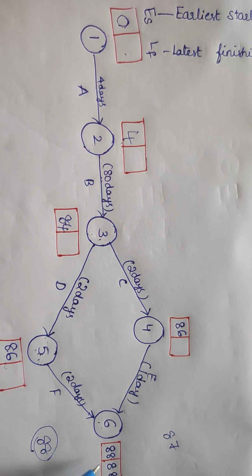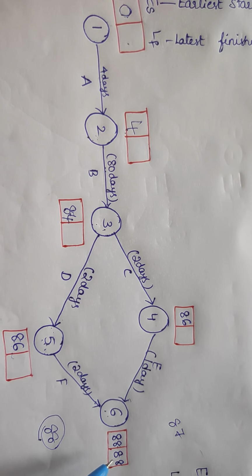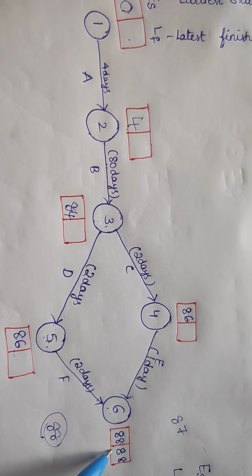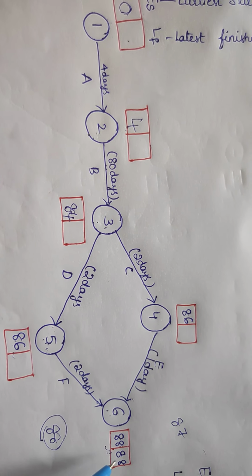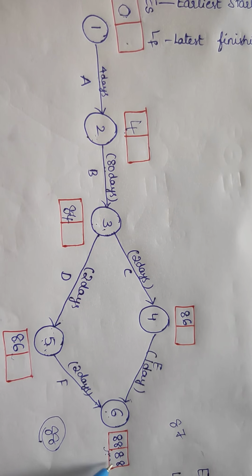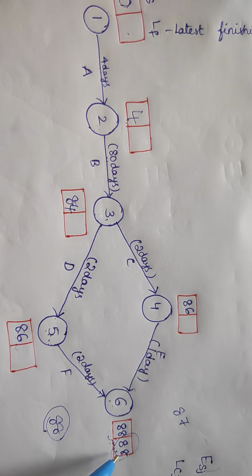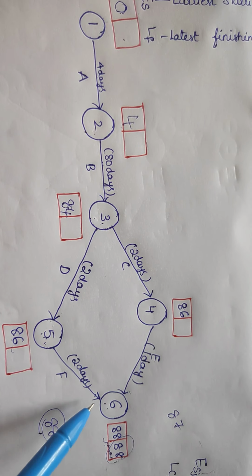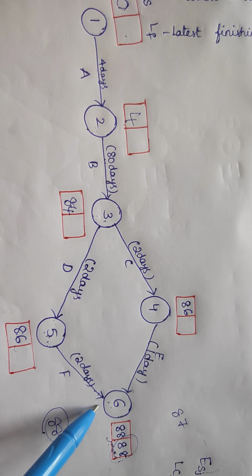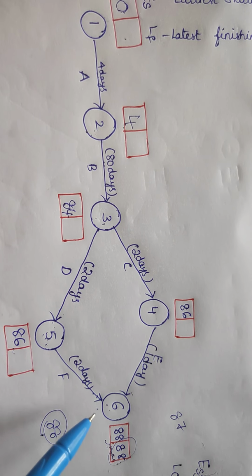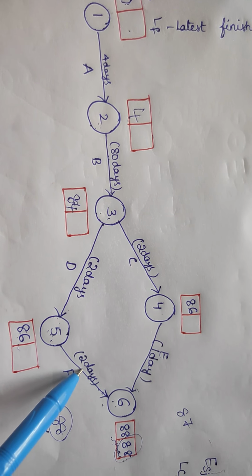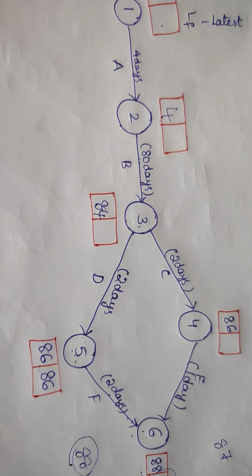So when we are calculating the latest finishing times, we have to consider the values from the previous event. So that is 88 here. From 88 minus 2 days. So from 88 days minus 2 days, that means 86 days.